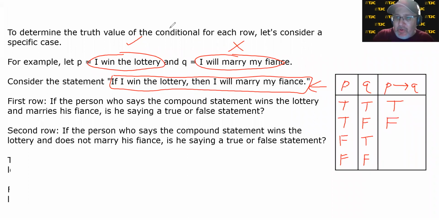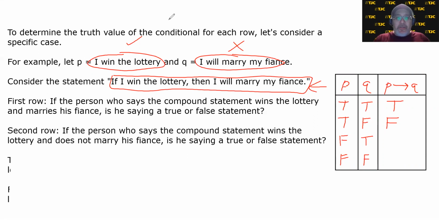So, in a conditional, when the antecedent is true and the consequent is false, it's almost like you didn't follow up on your promise. And if-then is kind of like a promise. I promise, if this happens, then that will happen next. If I win the lottery, then I will marry you. I promise. But if I win the lottery and don't marry you, that made me a liar.